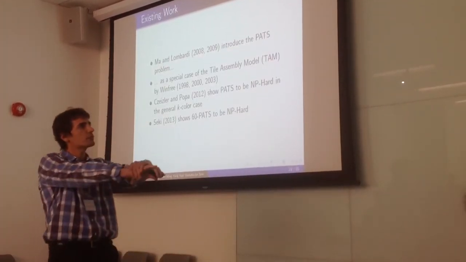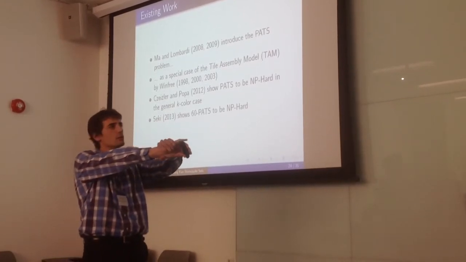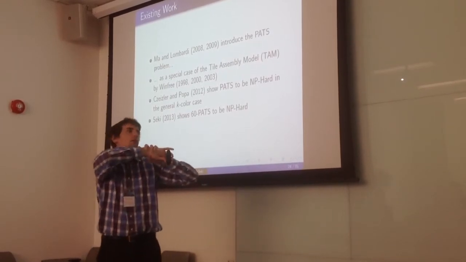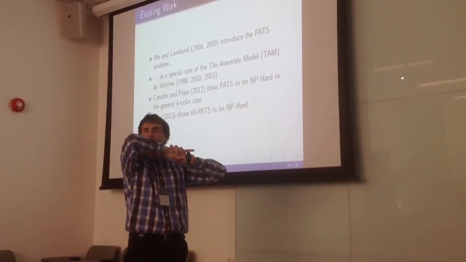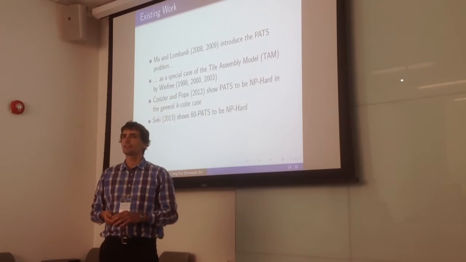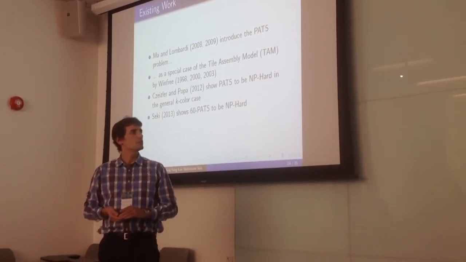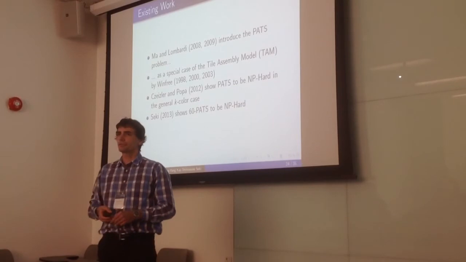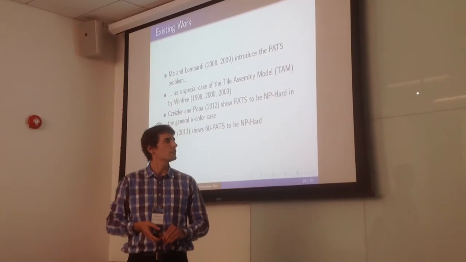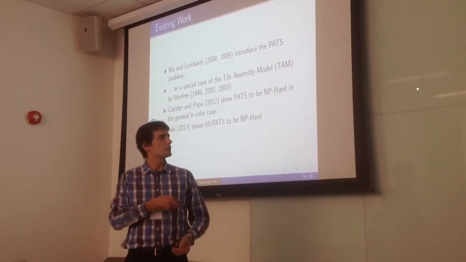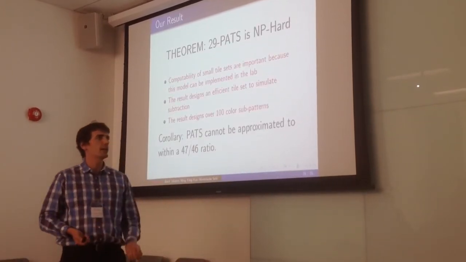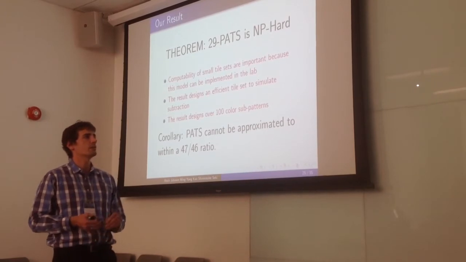Okay, so existing work. The PATHS problem was introduced by Mon Lombardi. The tile assembly model that I've been talking about is by Winfree. Seisler and Hoppe show PATHS is NP-hard in the general case. So what I mean by the general case is a color pattern has as many colors as you want. But we want to talk about small tile sets, so it makes sense that we would also want to talk about small numbers of colors. And my co-author Seki broke the constant barrier by proving that 60 PATHS is hard. And what we do in this paper is we cut it in half to say that 29 PATHS is NP-hard.